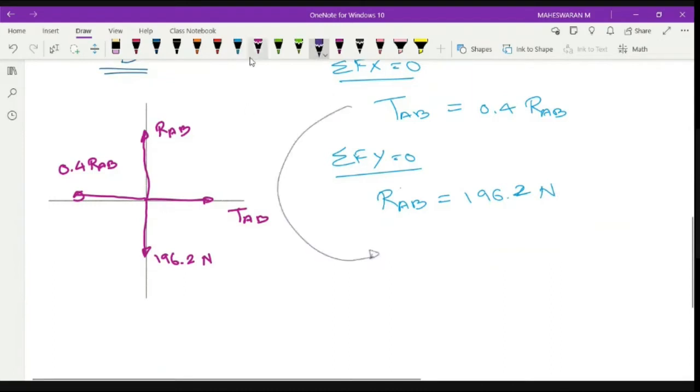In that case, I can substitute it here. I am able to get what my TAB is. Right? What is my TAB then? So you have to multiply with 0.4. So 0.4 into 196.2. So you are getting around 78.48 Newton. Right? So this is the value of my TAB. So now I got all these values. Right? So now it is easy for me. So I will directly go for the other block, because all the values are found here.